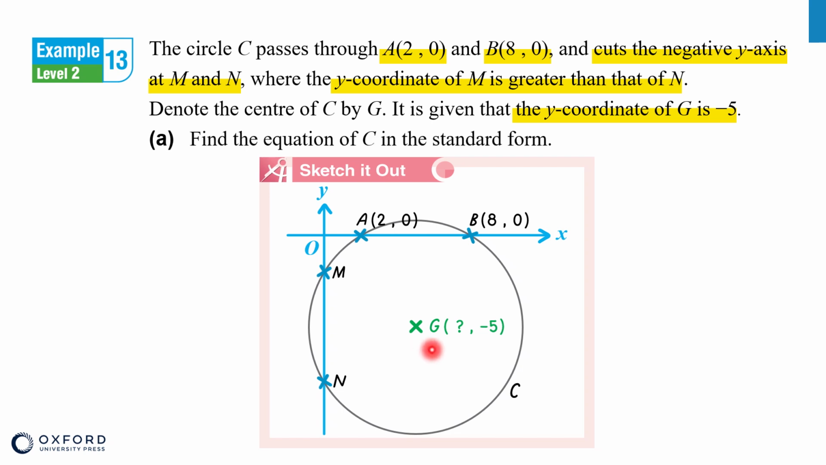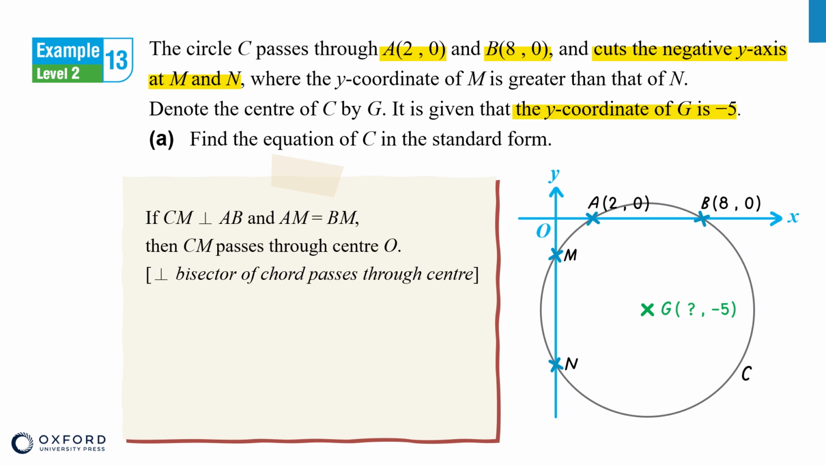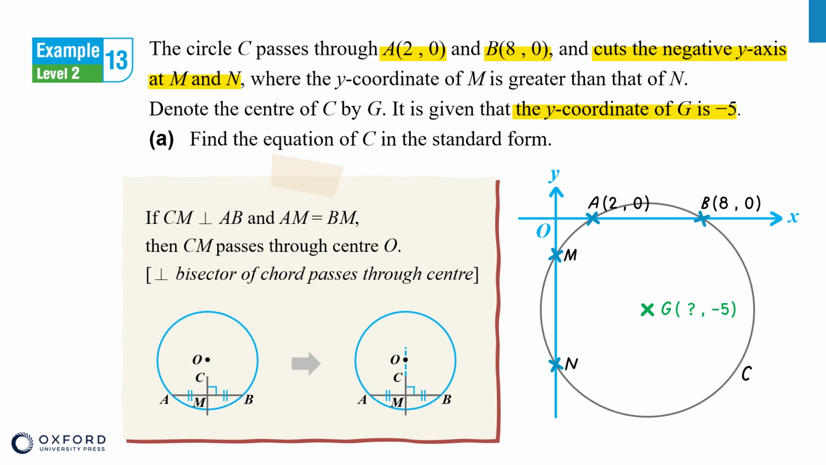Let's try to find the coordinates of G first. What information can help us find them? Maybe A and B, whose coordinates are given? Here we need to use a property of circles. Remember that a perpendicular bisector of a chord passes through the center. So the perpendicular bisector of AB will pass through G.